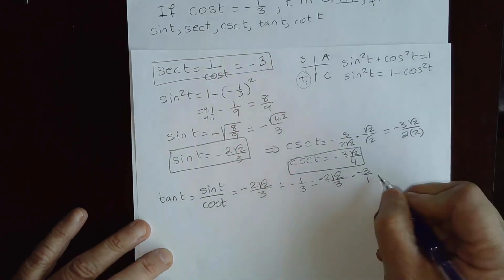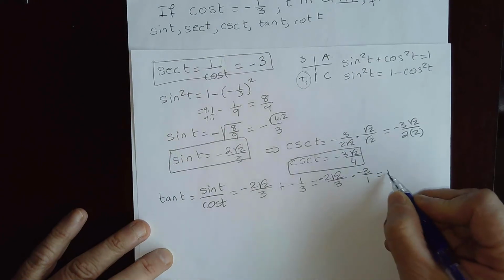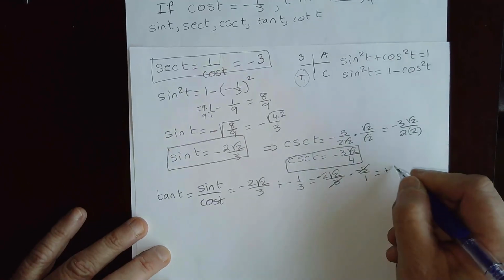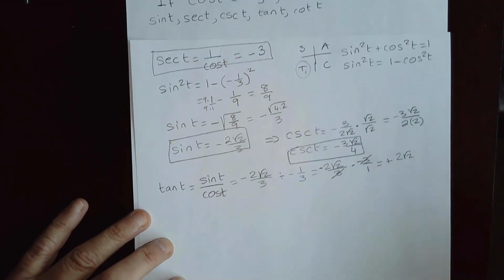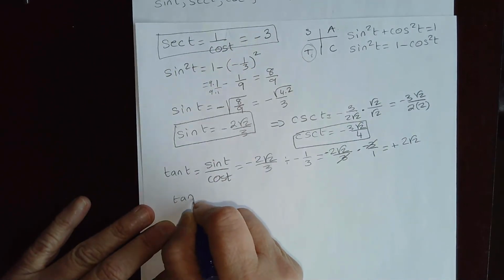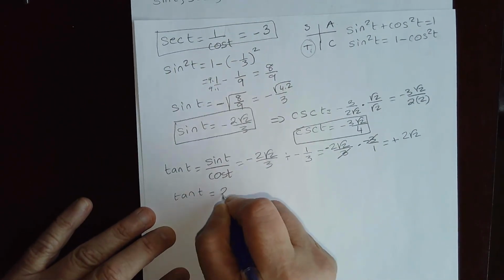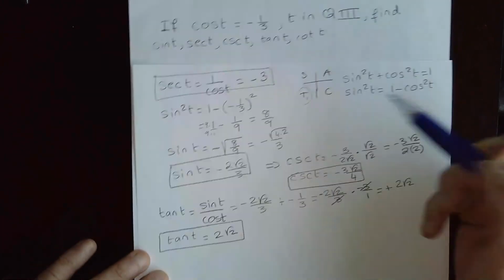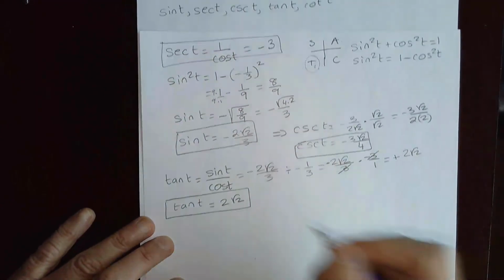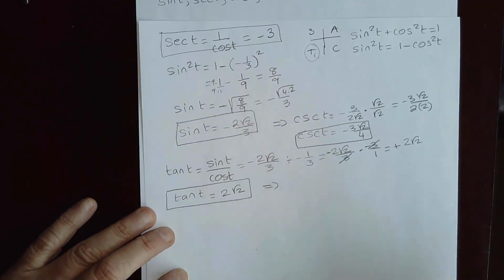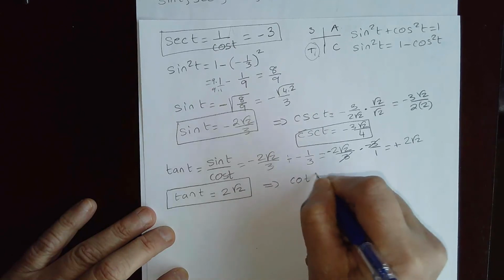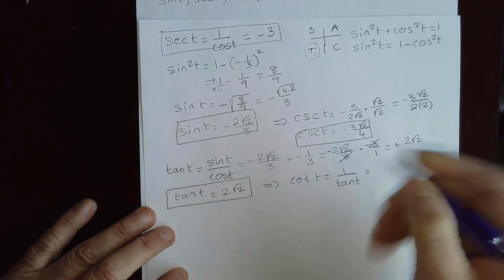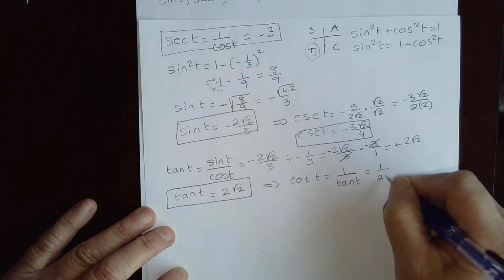So let's see, negative times negative is going to give me positive. The 3 cancels with this 3, so you're left with 2√2. So tangent t is equal to 2√2. That is positive. The tangent is positive in quadrant 3, and so is the cotangent. So cotangent is the reciprocal of tangent, if you recall. So you just take the reciprocal, 1 over 2 square root of 2.